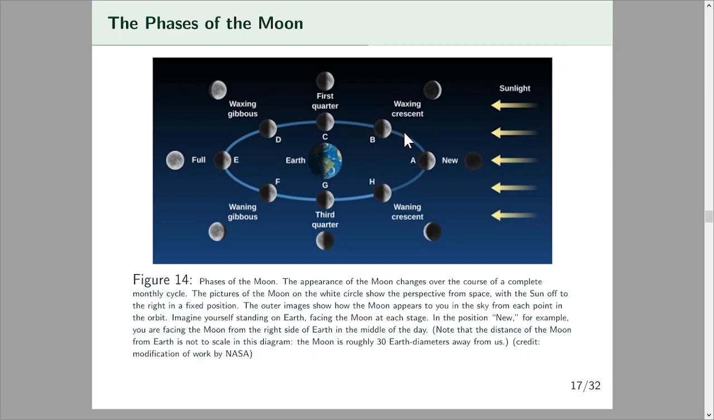Once again, these drawings are not to scale. Actually, the moon is about 30 Earth diameters away. The moon's diameter is about a quarter of the Earth's, which this isn't a terrible version of that. It's not quite. This one should be about half. The moon should be about half as big, probably, as it is. But it should be 30 Earth diameters away. That's how far apart they should be if this is a scale drawing.